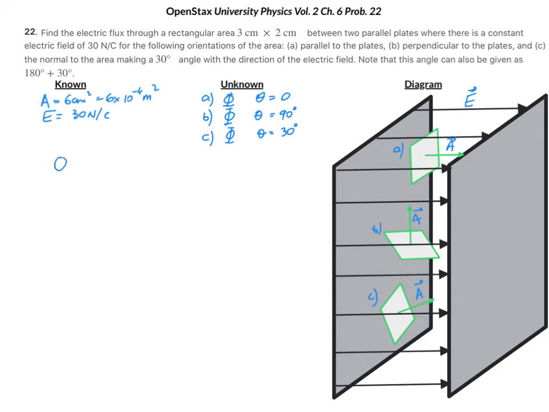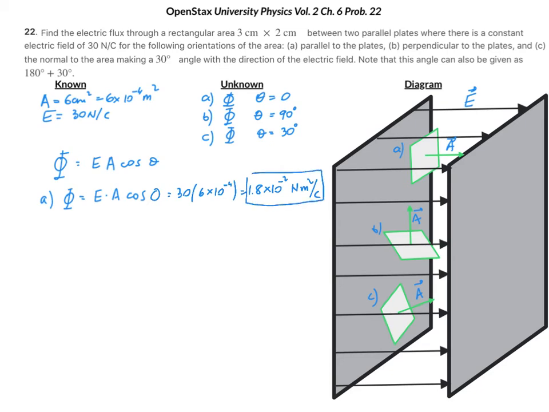So we know that the equation for the electric flux is EA cosine of the angle between the electric field and the area vector. So then in part A, the flux is the electric field times the area times cosine of the angle between the area vector and the electric field. And since they're parallel, the angle is 0. So this will just be 30 times 6 times 10 to the negative 4th. And that is 1.8 times 10 to the negative 2 newton meter squared per coulomb. So that is the flux for part A.